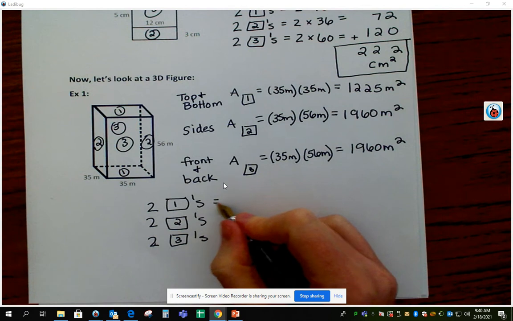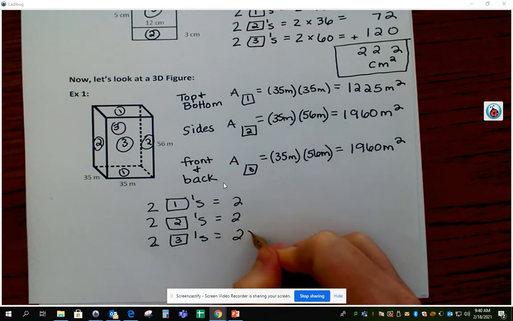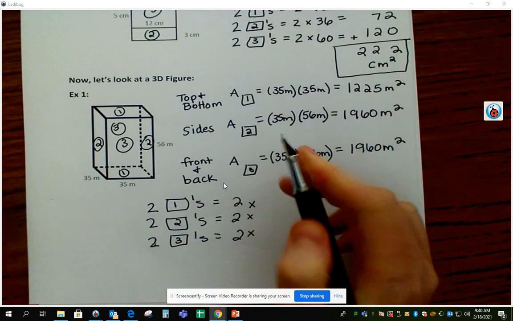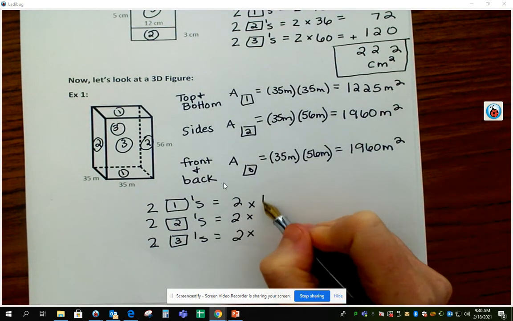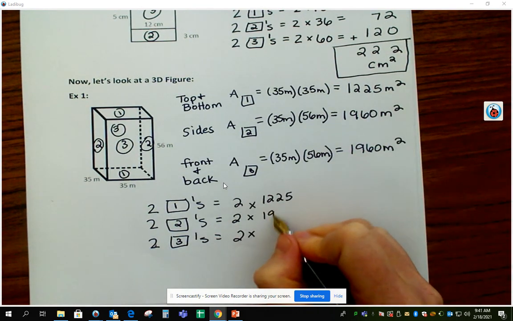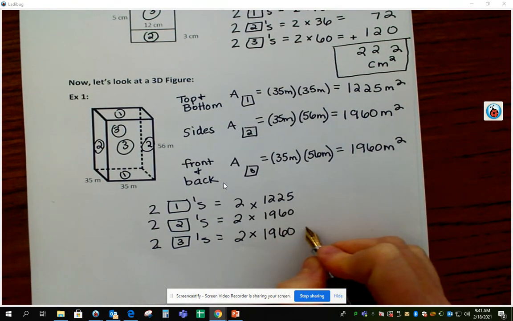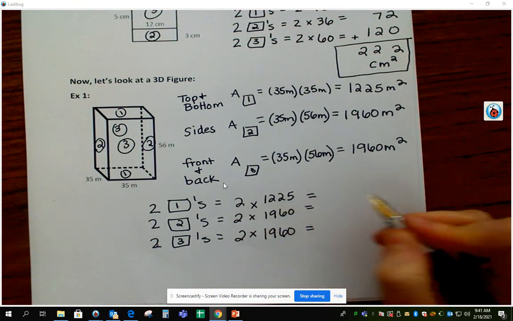So again, just like before, I'm going to multiply. There's 2 of each of these. So I'm multiplying them by the area. The area of 1 was 1225. The area of 2 was 1960. The area of 3 was also 1960. So let's get those totals.